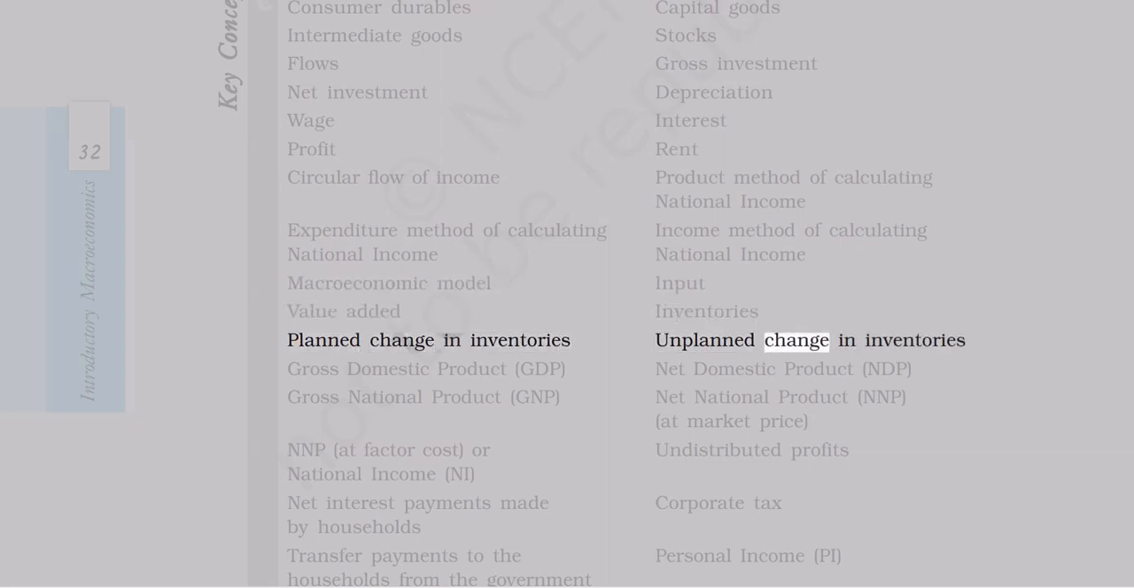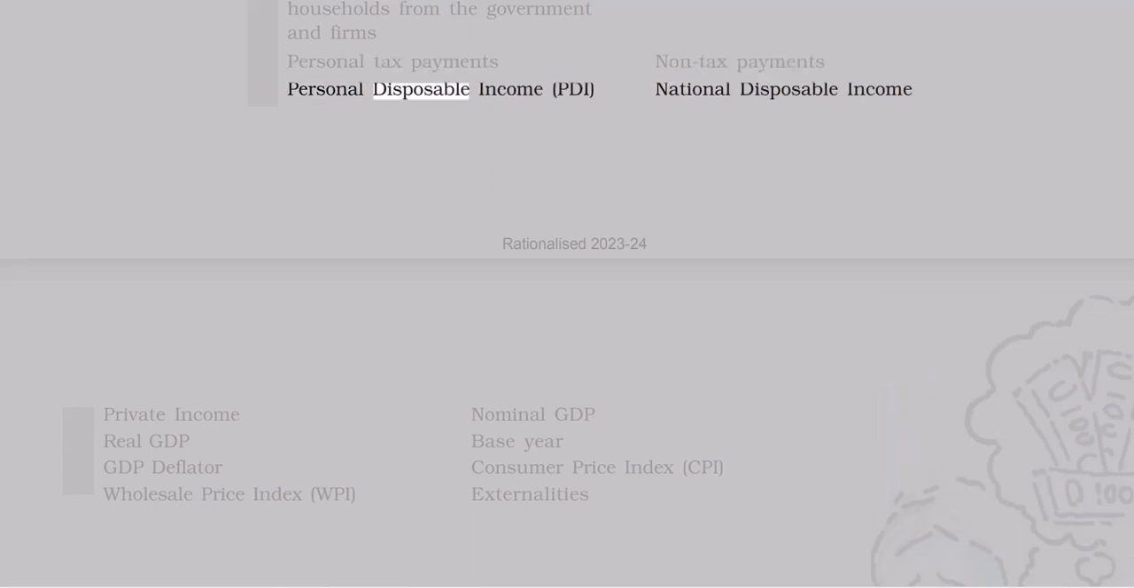Planned change in inventories, unplanned change in inventories, gross domestic product, GDP, net domestic product, NDP, gross national product, GNP, net national product, NNP at market price, NNP at factor cost, undistributed profits, corporate tax, national income, NI, net interest payments made by households, transfer payments to households from the government and firms, personal income, PI, personal tax payments, non-tax payments, personal disposable income, PDI, national disposable income.